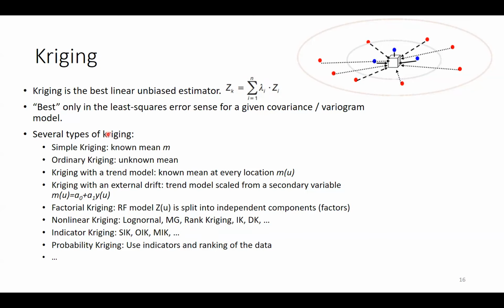And why do we call it the best? Because in the context of Kriging, it refers to the fact that among all different linear unbiased estimators, Kriging minimizes the variance of the estimation error. So we call it the best. And we have so many Kriging methods, but we are going to just go through simple and ordinary Kriging in this talk.